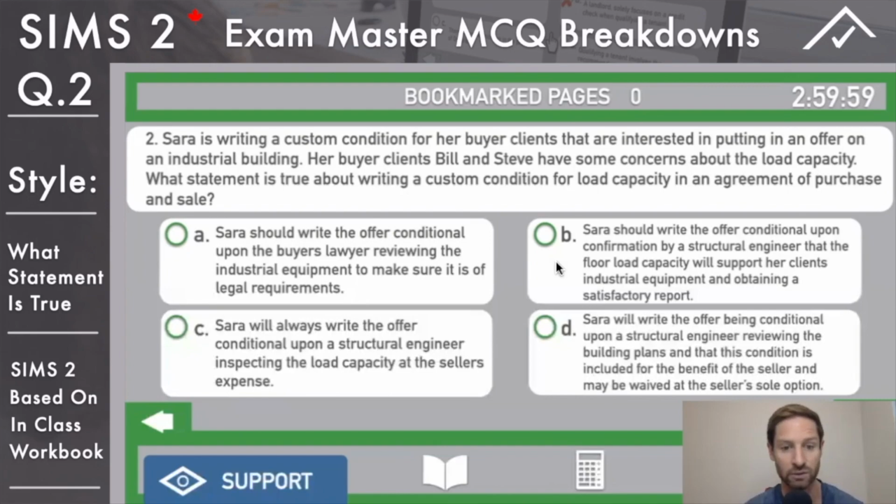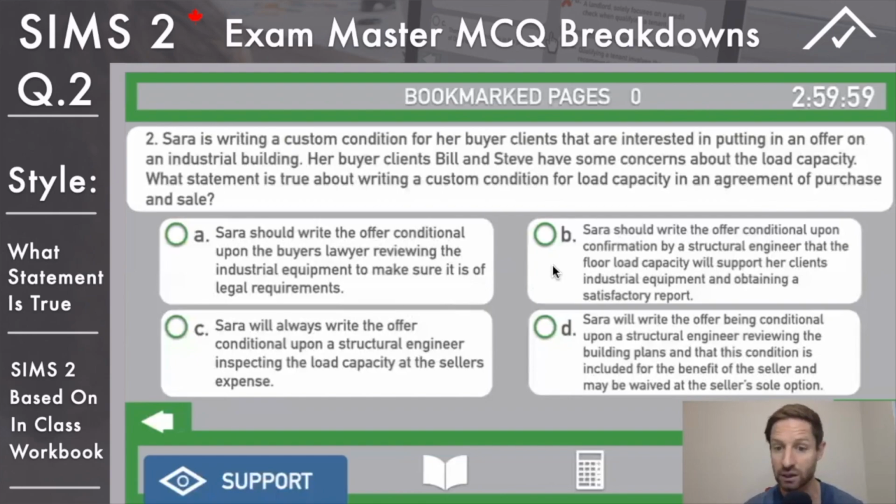C, Sarah will always write the offer conditional upon a structural engineer inspecting the load capacity at the seller's expense. Okay, so right away, look for these big words, right? Must, always, except, buyer, seller, substitute. These are tricky words they throw in there. Always write the offer conditional on a structural engineer? You're not always going to write the offer conditional, and it's usually at the buyer's expense, just like a normal residential home inspection, for example. So that one I would eliminate.